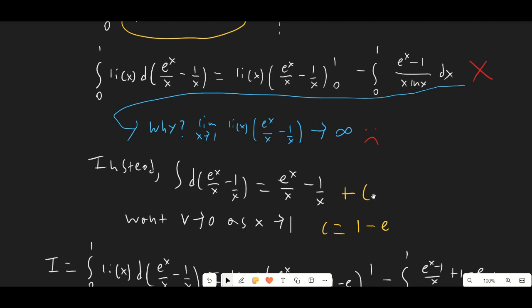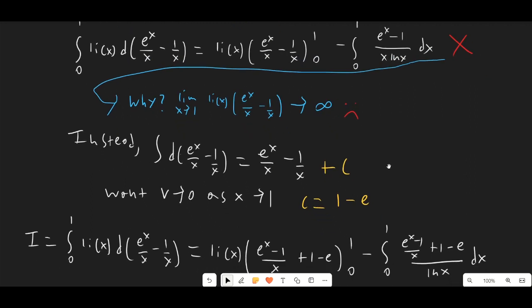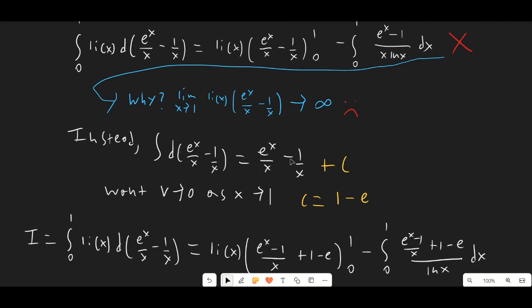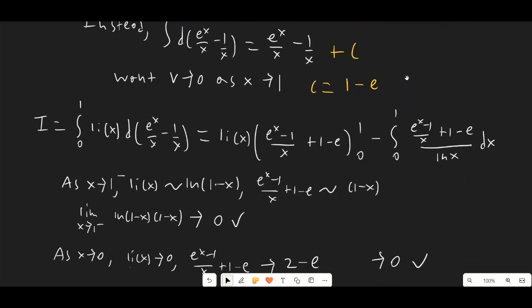So we want to choose c so that when x goes to 1, this goes to 0. In this case, if we plug in e to the 1 over 1 minus 1, it's just going to give us e minus 1. So our c should be 1 minus e, because then this entire function evaluated at x equals 1 is just 0.